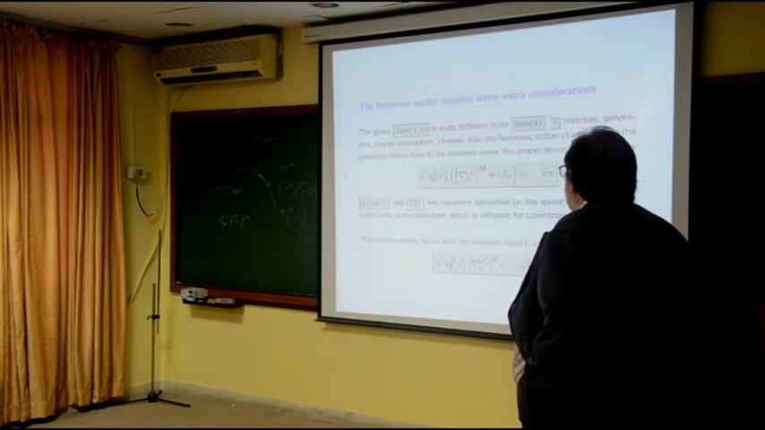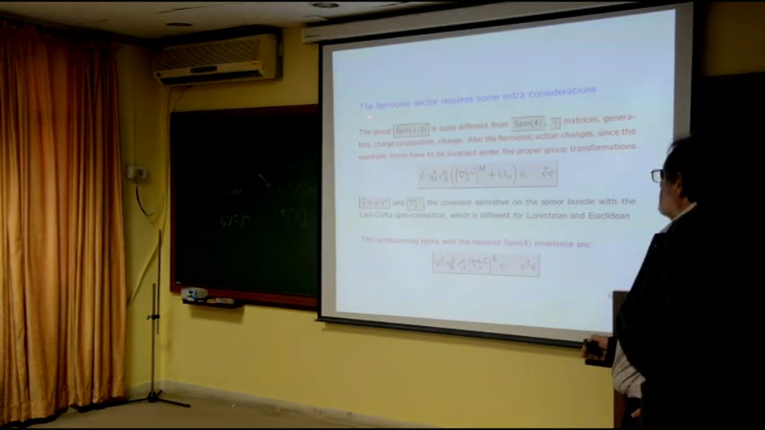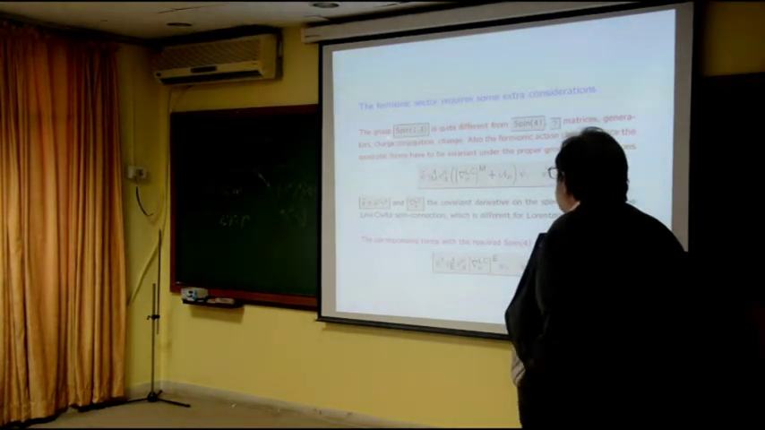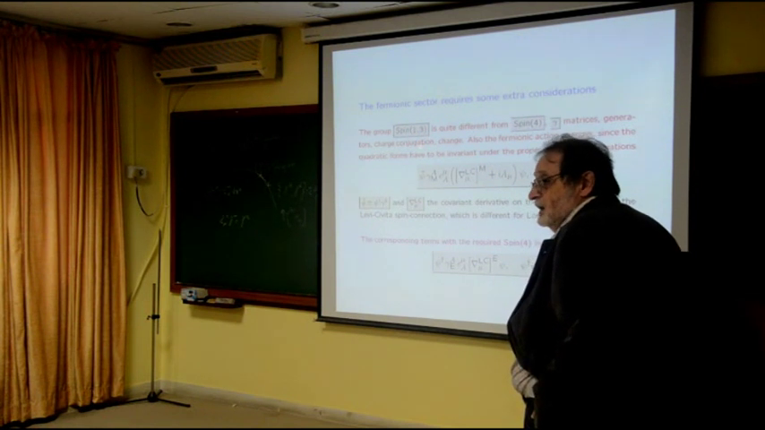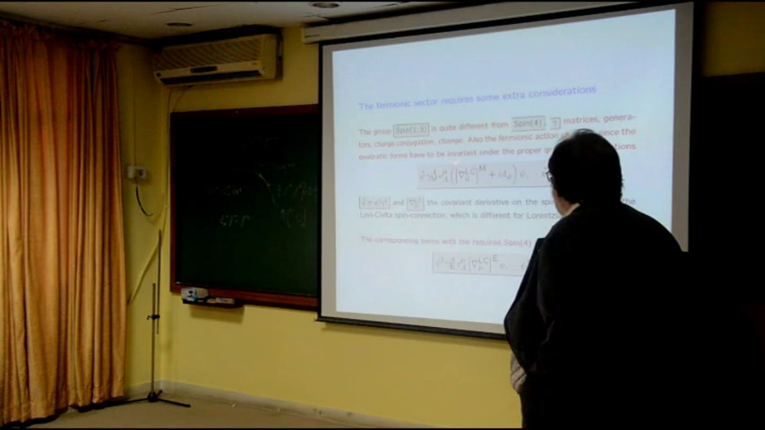The fermionic sector requires some extra considerations. Why? Because the group Spin(1,3), which is the covering of SL(2,C), which is the symmetry of relativity, is different from Spin(4).